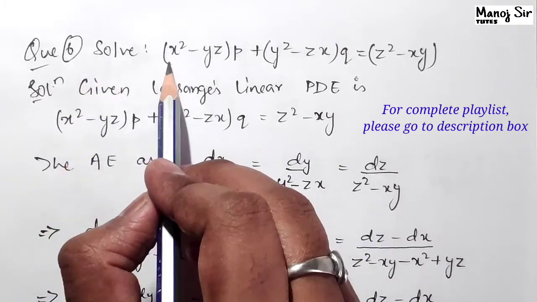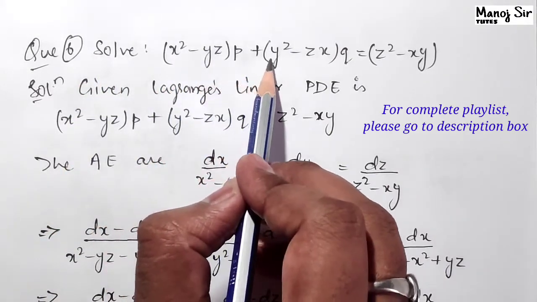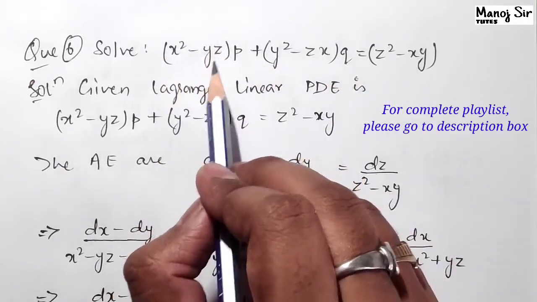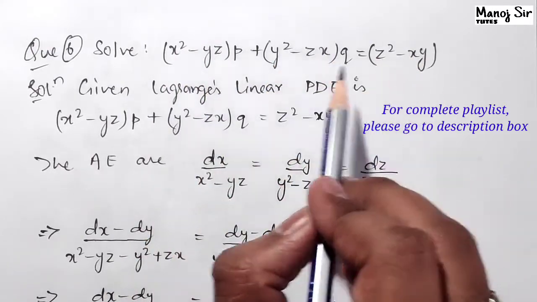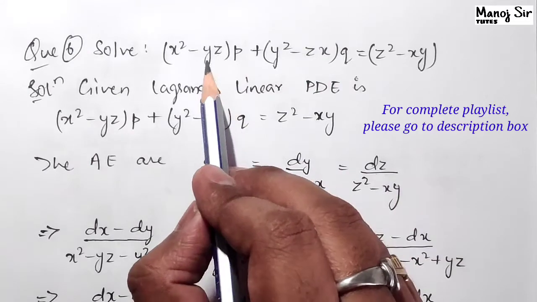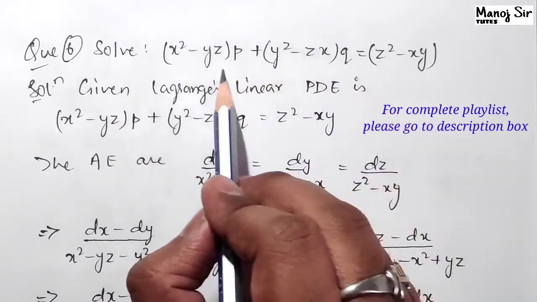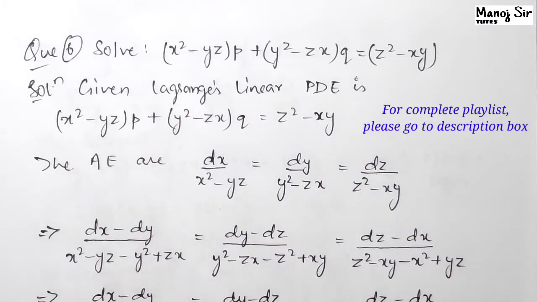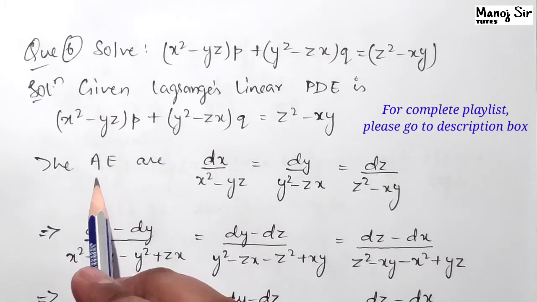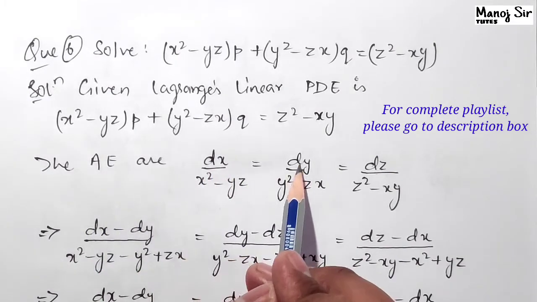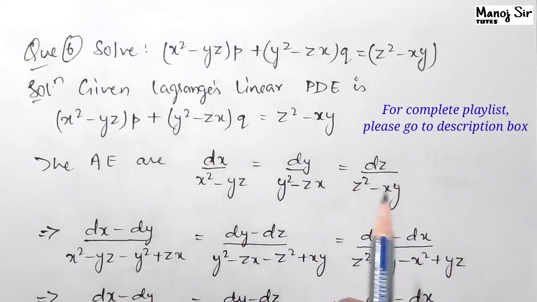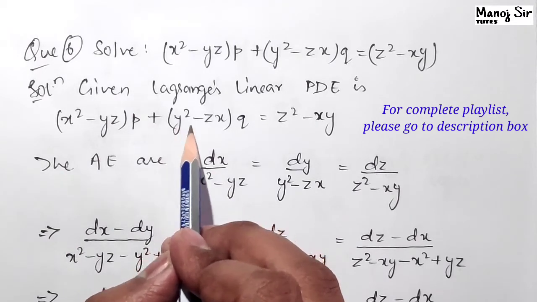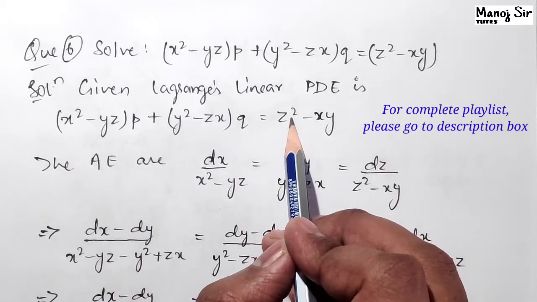The question says solve (x square minus yz) into p plus (y square minus zx) into q equals to z square minus xy. This is capital P, this is capital Q, and this is capital R. So we can see this equation is in the form of Pp plus Qq equals to R. So we can say that this equation is Lagrange's linear partial differential equation. So what we need to do is simply find the auxiliary equations, that is dx upon capital P equals to dy upon capital Q equals to dz upon capital R. What is capital P? x square minus yz. What is capital Q? That is y square minus zx. What is capital R? That is z square minus xy.